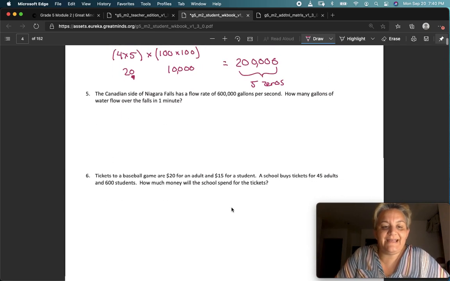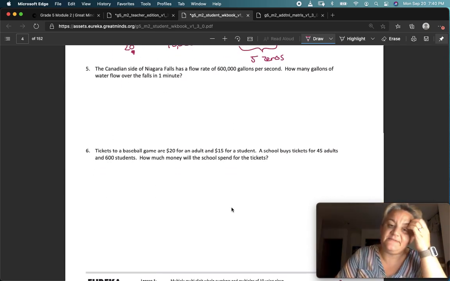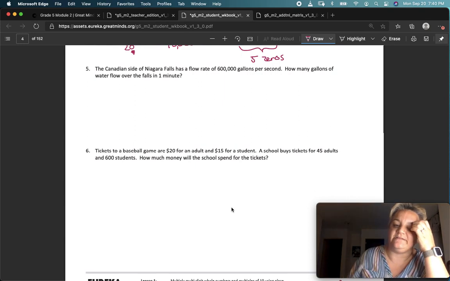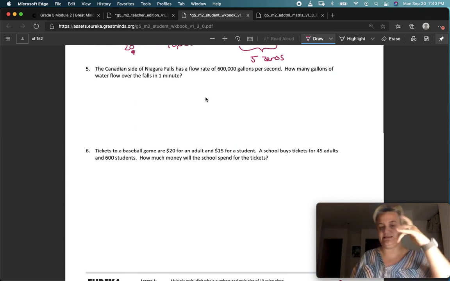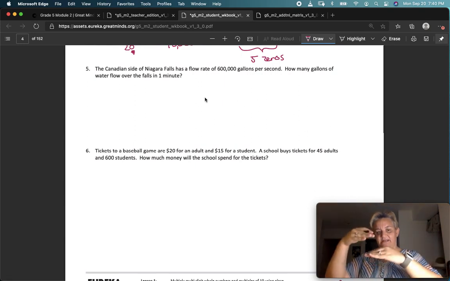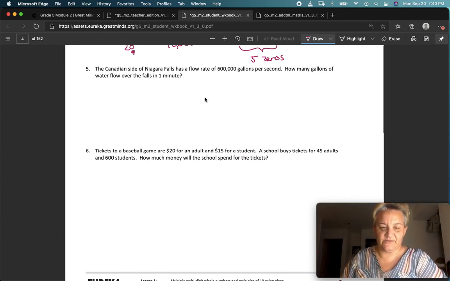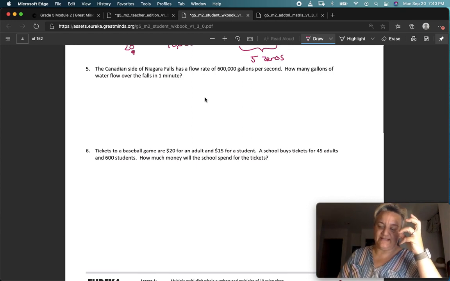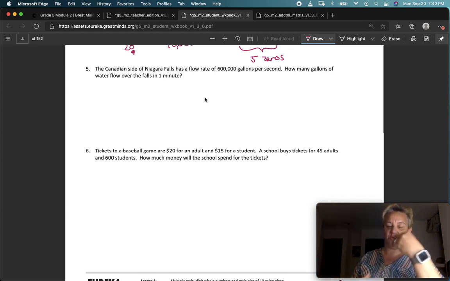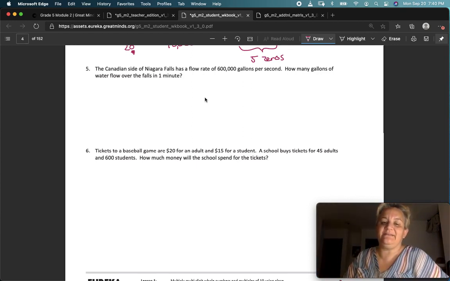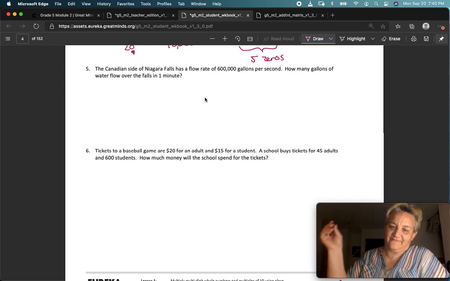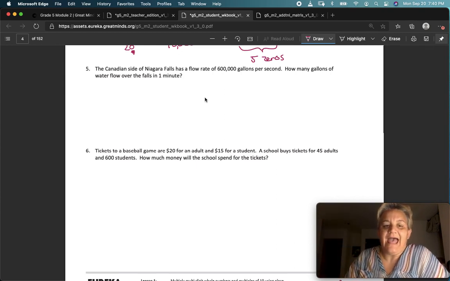Number 5, the Canadian side of Niagara Falls has a flow rate of 600,000 gallons per second. So that's the catarata between Canada and the United States. It's in the state of New York, and then it goes up to Canada. And flow rate is how fast the water goes through, okay? So 600,000 gallons of water go past Niagara Falls per second. How many gallons of water flow over the falls in 1 minute?